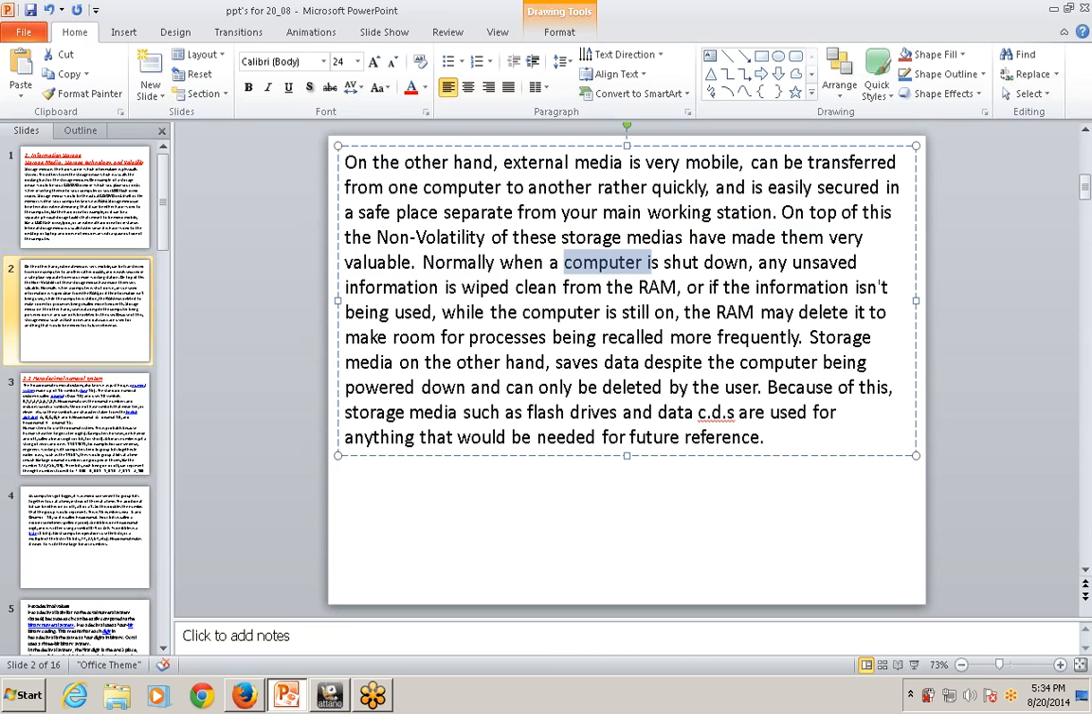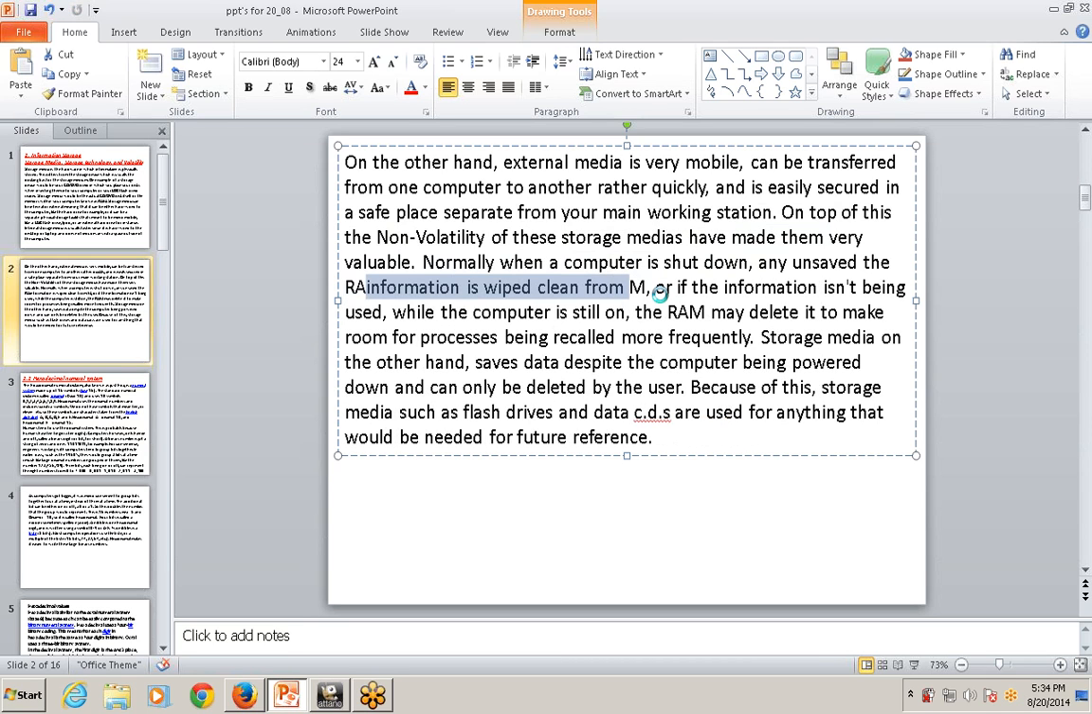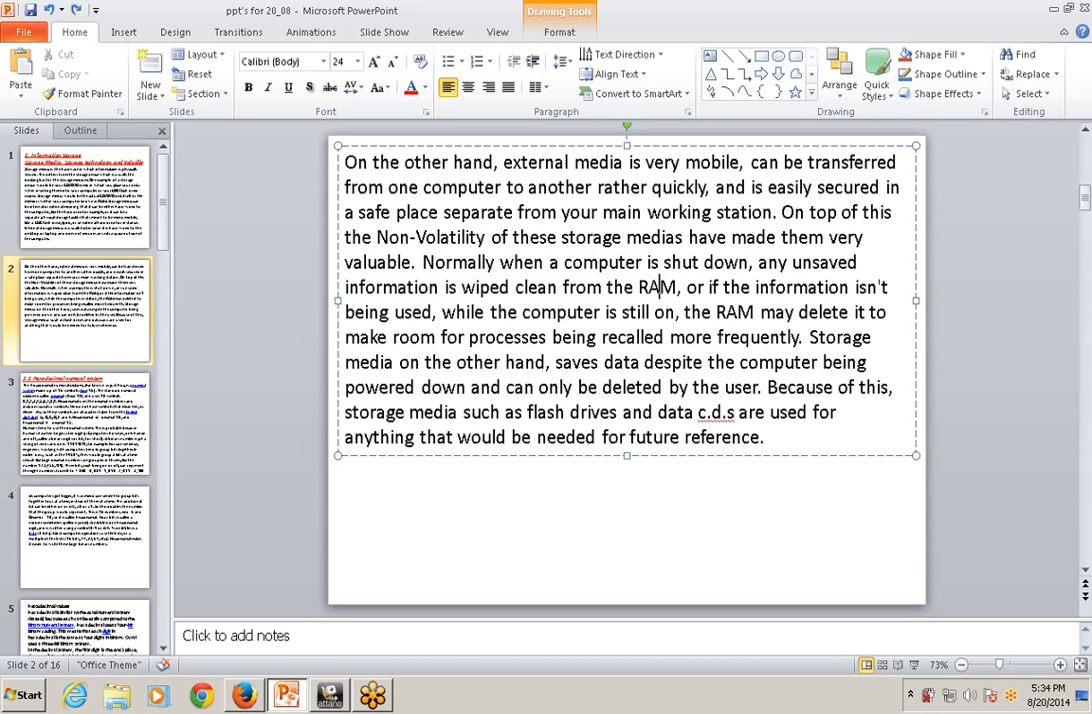Normally, when a computer is shut down, any unsaved information is wiped clean from the RAM. Or if the information is not being used while the computer is still on, the RAM may delete it to make room for processes being called more frequently. So this means that whenever you shut down and you have not saved the data, then automatically the data will be removed. That is done by the RAM. These are the multiple information storage options that we can use in a computer system.